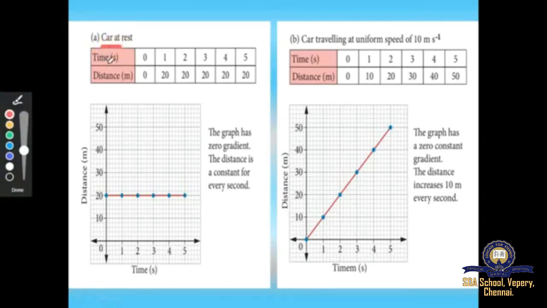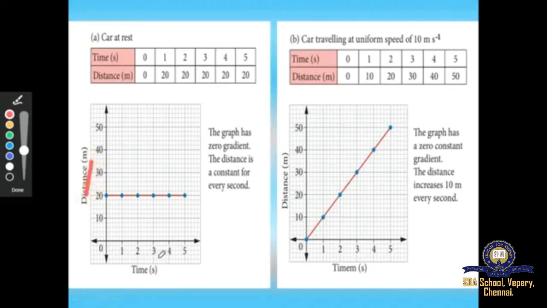So the time is given in seconds and the distance in meters. From 0 to 5 seconds they have recorded, and the distance at 0 seconds is 0. The distance traveled by the car is 0, and in 1 second it is 20, and in 2 seconds it is 20, and 3, 4, 5. In all the 3, 4, 5 seconds the car is at 20 meters. So this information they are plotting in the graph by taking the x-axis as time and the y-axis as the distance.